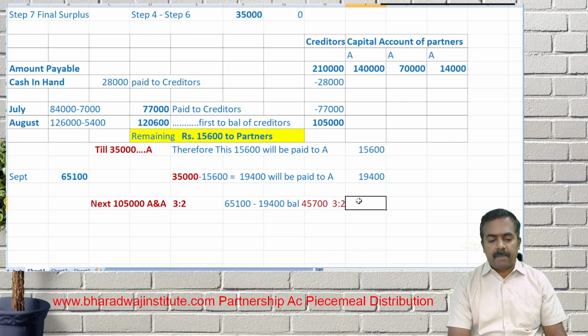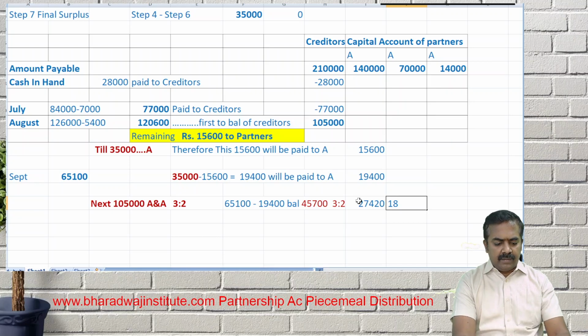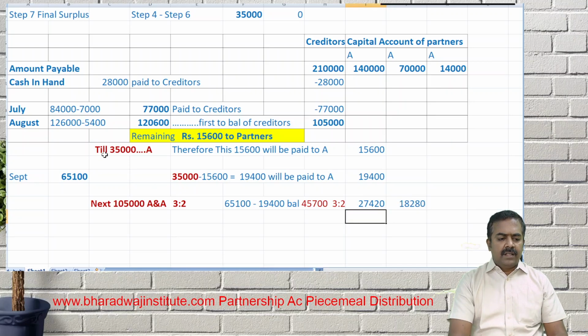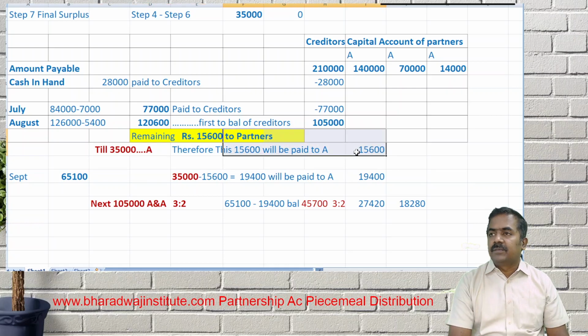How much will you pay? 27,420, then 18,280. Once again I repeat. Till 35,000 it can be paid only to A. So the 15,600, who should it be paid to? A, right.